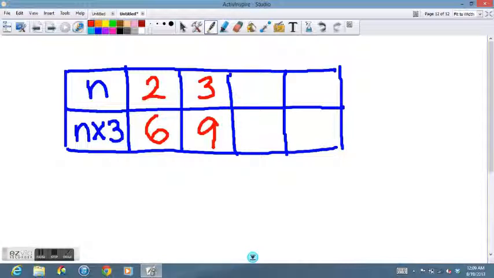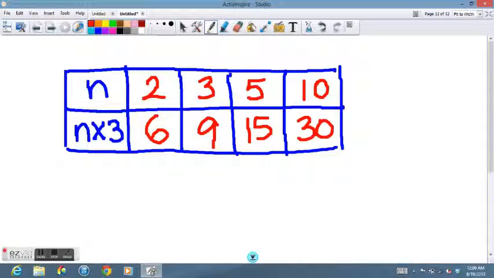Okay, let's say my n is 5. So the number below, under the 5, will be n times 3. N is 5, so it'll be 5 times 3, so this will be 15. And just one more, let's say n is 10. Alright, so the number below the 10 will be n times 3. N is 10, so 10 times 3, that'll be 30.